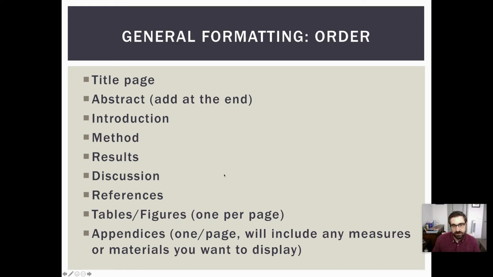And then anything else that you want to include besides these things can be included as appendices. They can be appended to the end. And you'll put each appendix on its own section and label it Appendix A, Appendix B, and you can have any number of those that is necessary to communicate what you want to communicate to the reader.